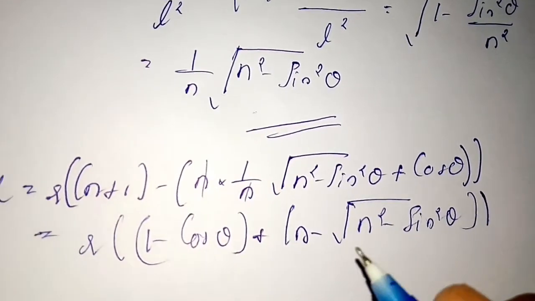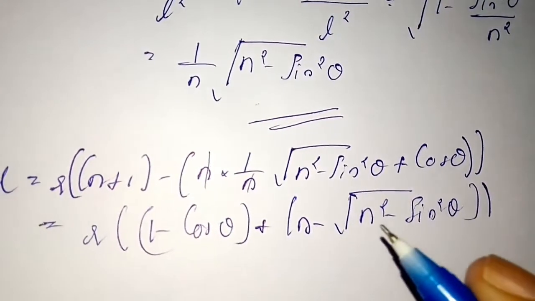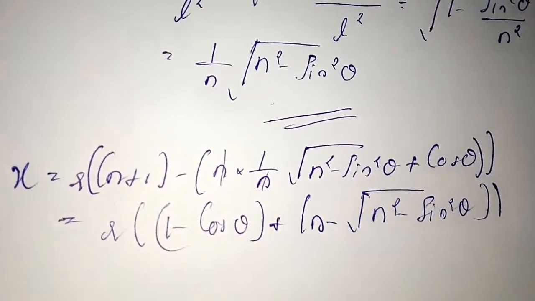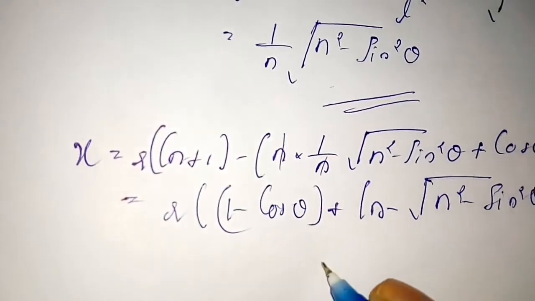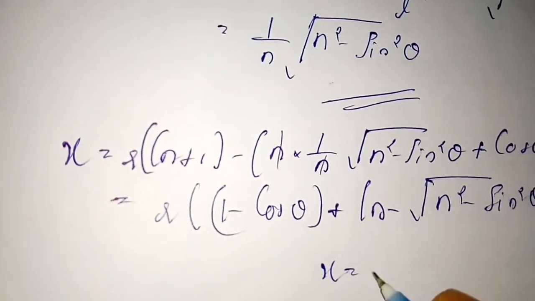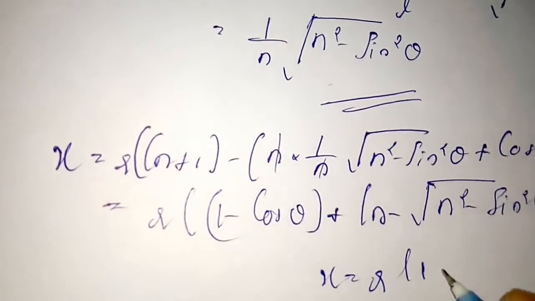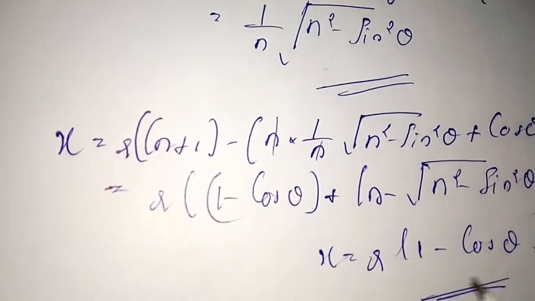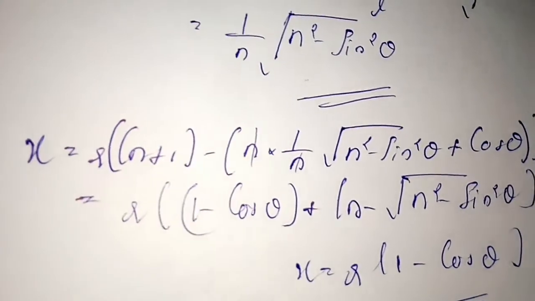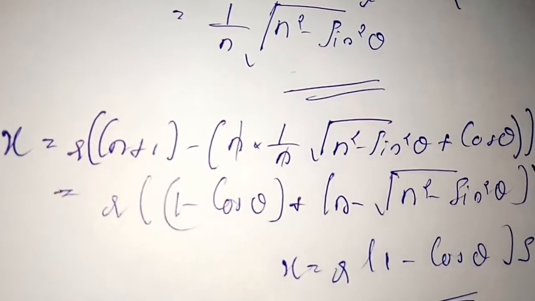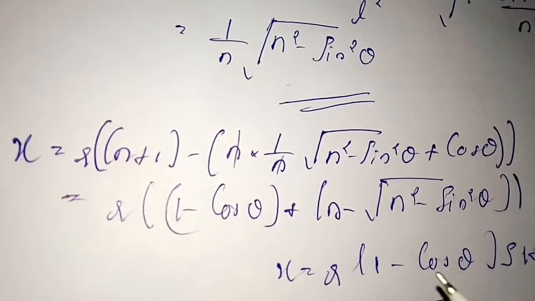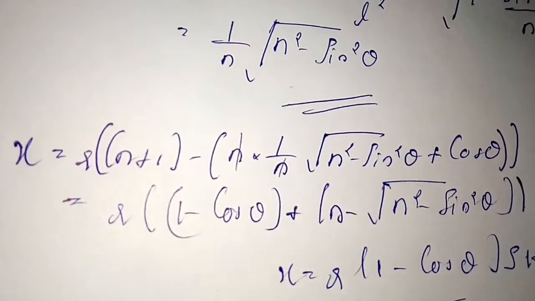So there will be only N square. So root of N square will be N. So N minus N will get cancelled. So if we don't need that accurate an answer, or the connecting rod length is that big, we can write the displacement as R into 1 minus cos theta, which is the equation for simple harmonic motion. So if the connecting rod length is that big, the piston will oscillate like a simple harmonic motion.